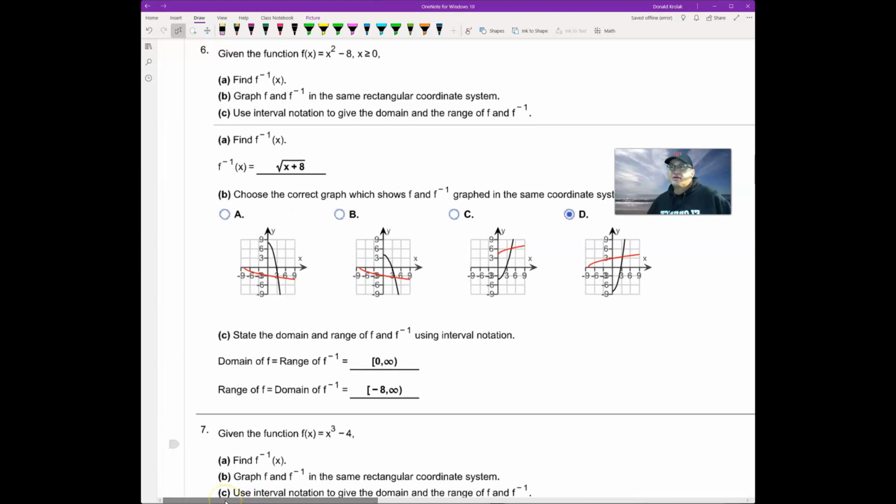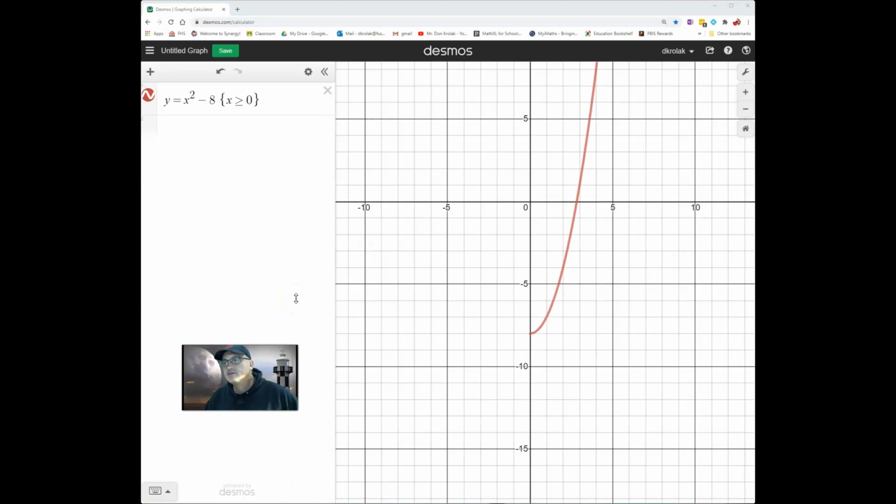All right, number 6. Given f of x equals x² - 8, the domain has been restricted, so you're only going to have the positive half of this parabola. If you're not sure what that looks like, you can open up Desmos and type in that function. So I typed in the function, x² - 8, and then I used curly brackets, x greater than or equal to 0. So it just draws the right half of the function so that it has an inverse.